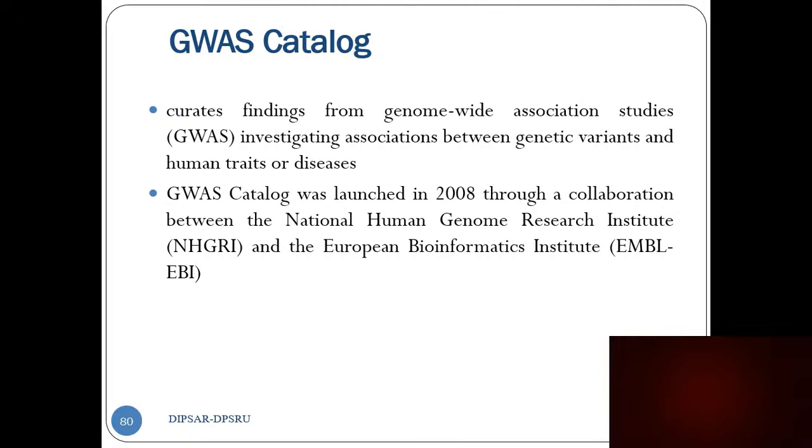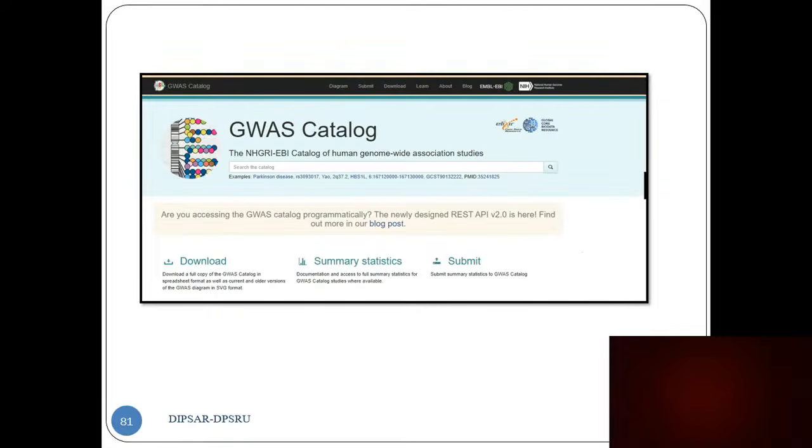Another database is GWAS Catalog. GWAS, I hope many of you might have heard about it. This is genome-wide association studies. It investigates associations between genetic variants and human traits or diseases. It was launched in 2008 through collaboration with NHGRI, the National Human Genome Research Institute, and EMBL-EBI, the European Bioinformatics Institute. So this is a screenshot of GWAS Catalog.